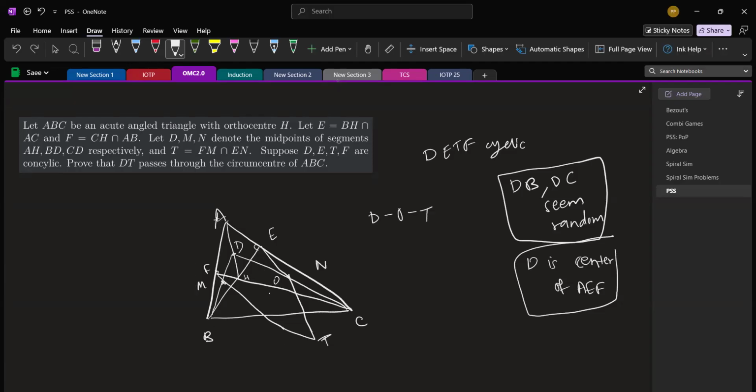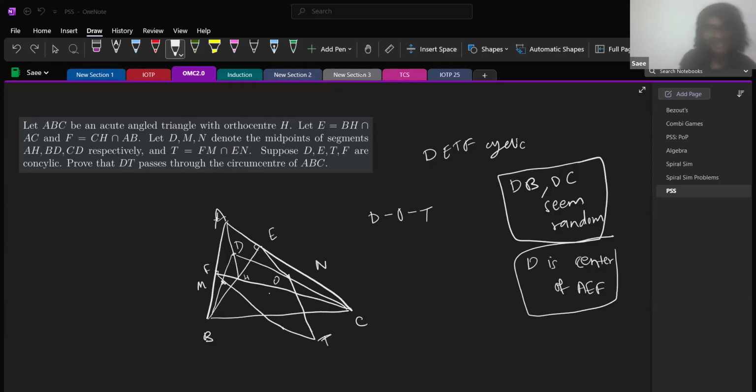Wait, we need to keep DETF cyclic, whatever we do. What do you mean AEF intersects ABC? No, just the circles. I was thinking the Q point doesn't exist for a moment. Q. I'm quite proud of that joke. Okay.